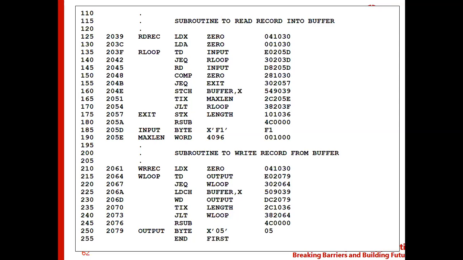And coming to line number 185, it is storing a hexadecimal 1 byte. So if you look at the address in line number 185, 205D is the address of that line. And if you add 1, it will become 205E in line number 190. The same thing will be followed for line number 250 also. In line number 250, it is 2079. If you add 1, it will become 207A.